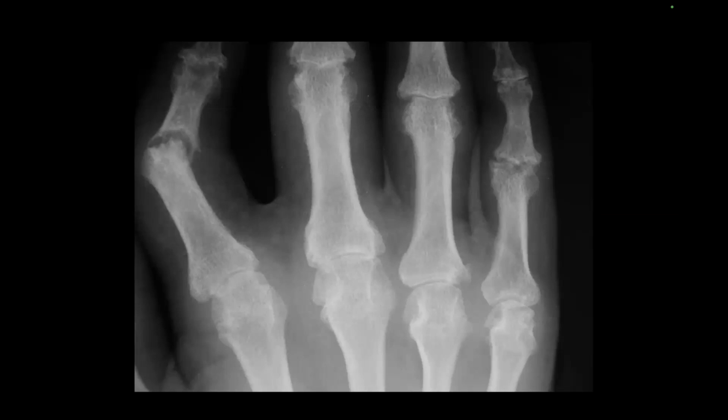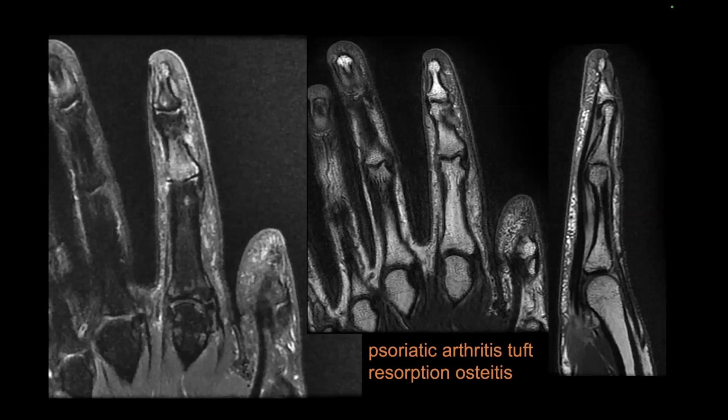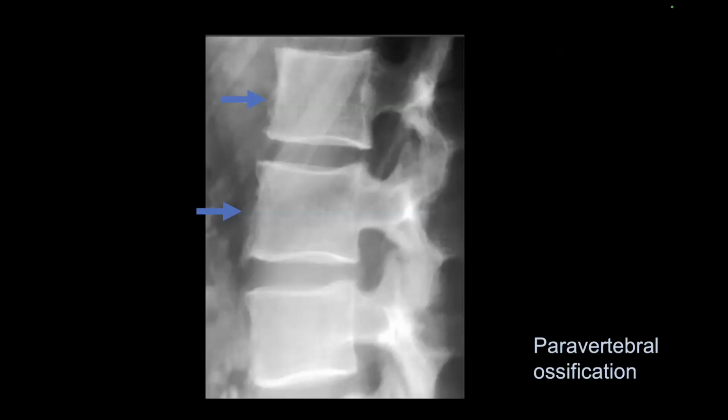And just another example. Now for MRI, again, we're looking for signs of active inflammation. So are there areas of bone marrow edema pattern, joint effusion, and can we see signs of erosion? In this case, they had some terminal tuft resorption as well as some bone edema of osteitis. So the MRI is really not used for the diagnosis, but it's used to identify sites of active disease.